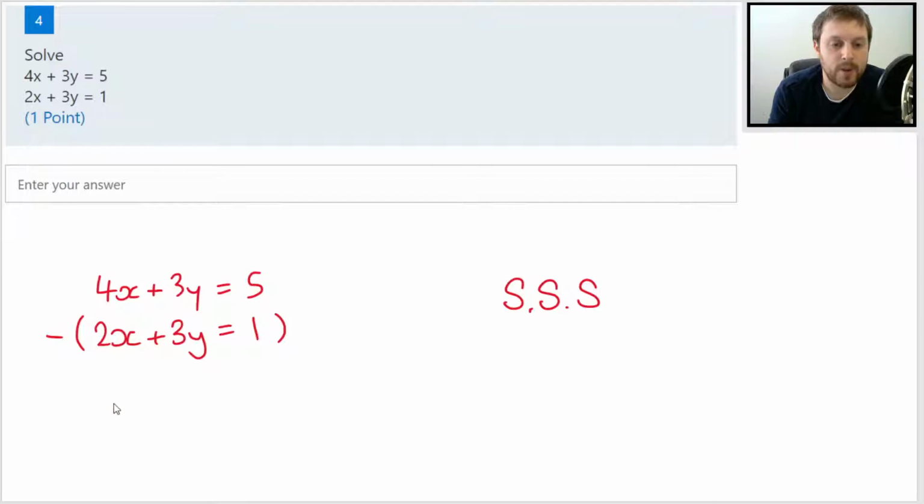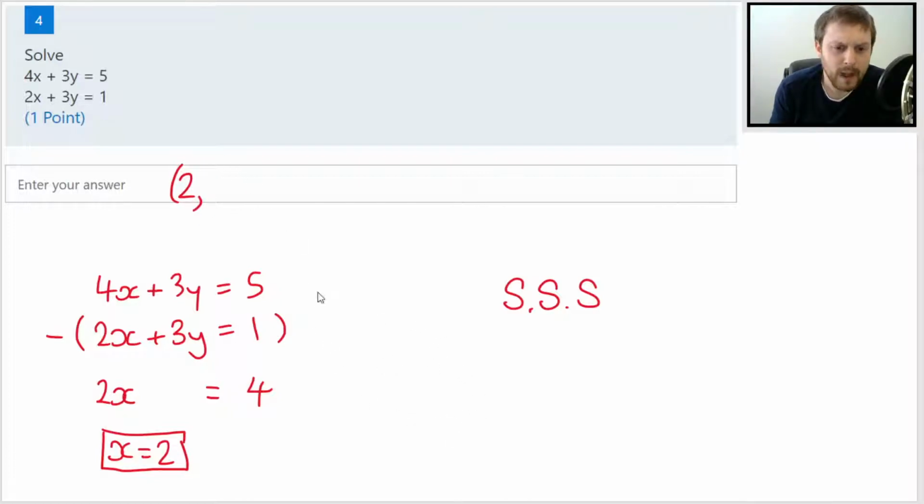So 4x take away 2x gives me 2x. 3y take away 3y just leaves me with nothing, and then 5 take away 1 is 4. So this tells me that x is 2. So this is almost done. I could start by writing 2, and then I need to work out what y is. Now the way you figure out what y is, you substitute back in your x number to either of your equations. So let's take a look at 4x add 3y equals 5.